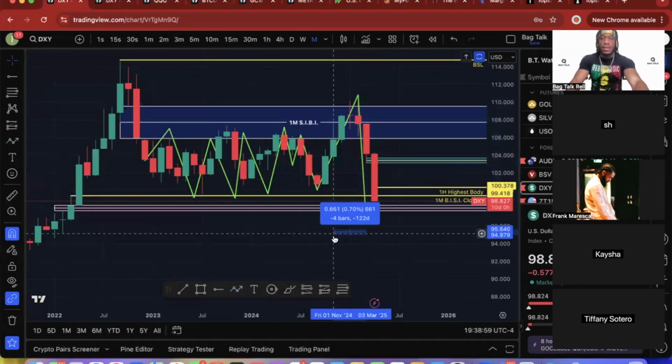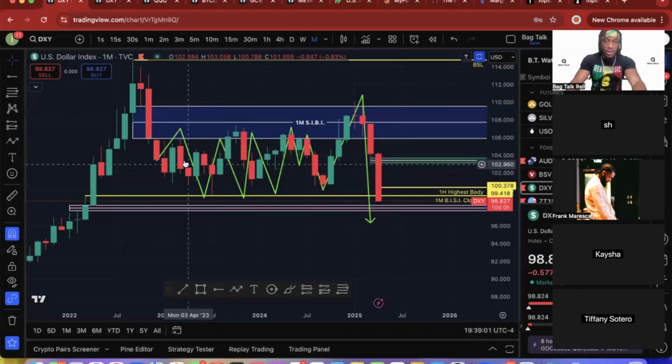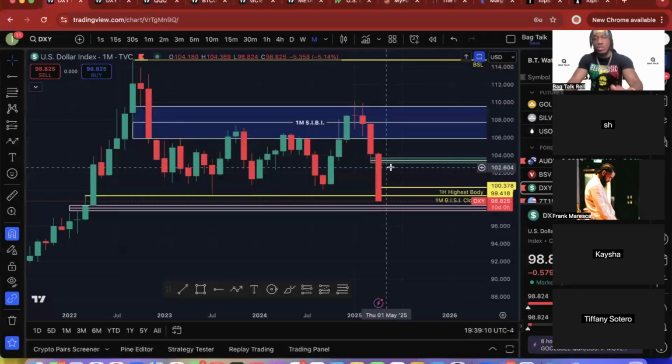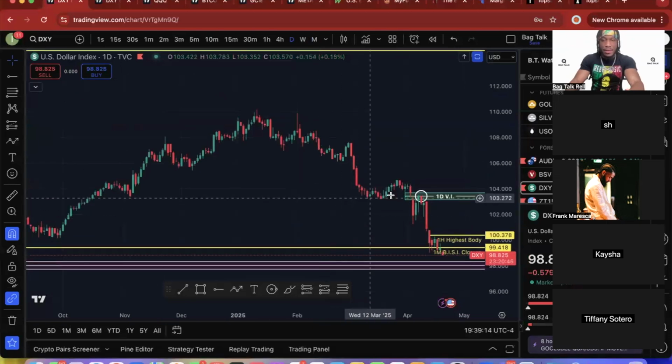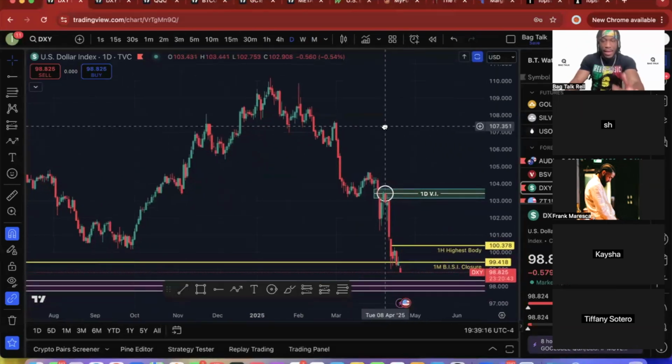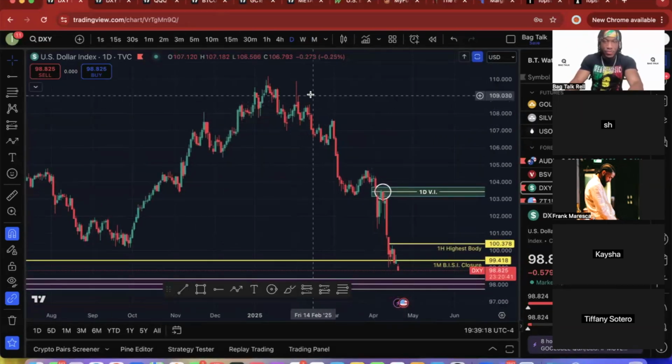So this looks like an AMD setup. Accumulate sideways, right? Manipulate is a fake move, and then distribute is the actual direction that we want to go into. And you guys may remember me calling for a massive drop on the dollar since right up in here.